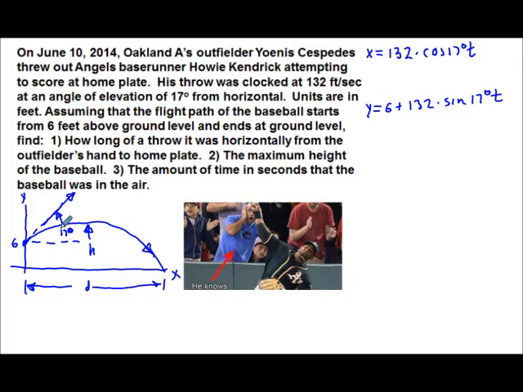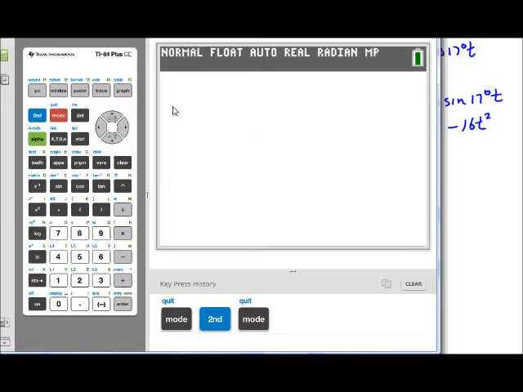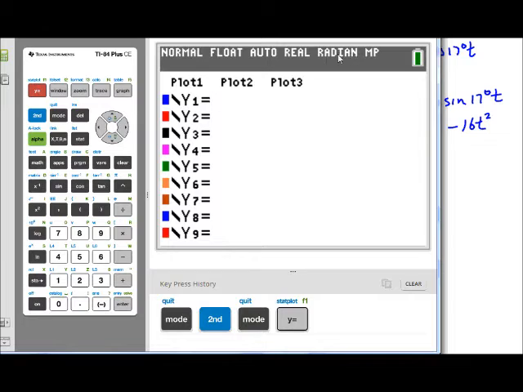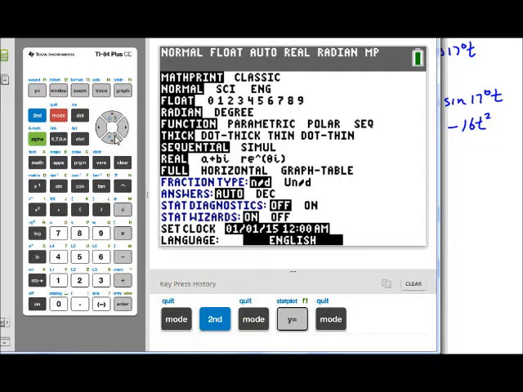The throw is going to be going toward the ground, so we have minus 16t squared, accounting for the influence of gravity. So now we can go to our calculator to do our analysis. So we get to our calculator here, and we go to y equals, and the first thing we notice is that we are in a function, we're not in parametric mode. So to get to parametric mode, we go to mode, and we come down here to the fifth line and go over to parametric, press enter.